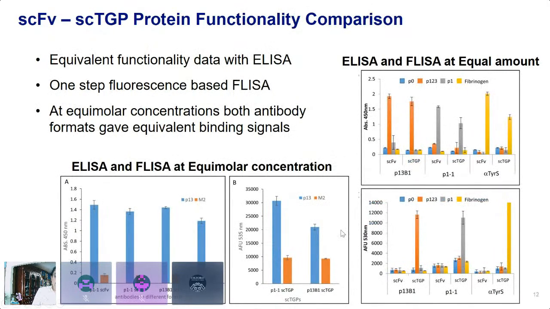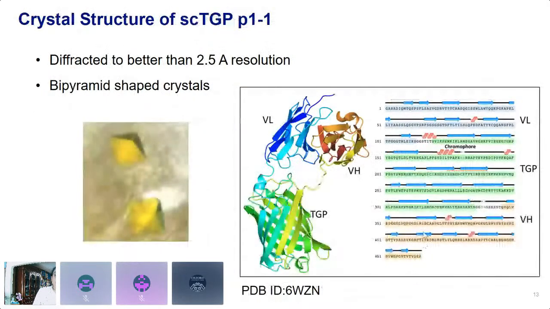Here is some more binding data that combines the SCFE and SCTGP. The comparison is done with equal concentration or at equal amount, as well as at equimolar concentration. And there are two kinds of assay that I'm showing you here, an ELISA data as well as a FLISA data. In ELISA data, you can compare the SCFE and the SCTGP directly, and they function similarly. In the FLISA data, SCFEs do not have fluorescence, so only the SCTGPs function, but it shows that SCTGPs can be detected in a one-step assay.